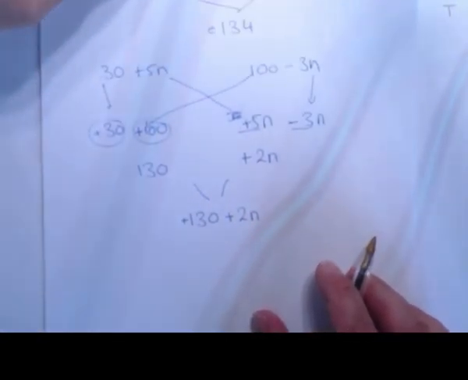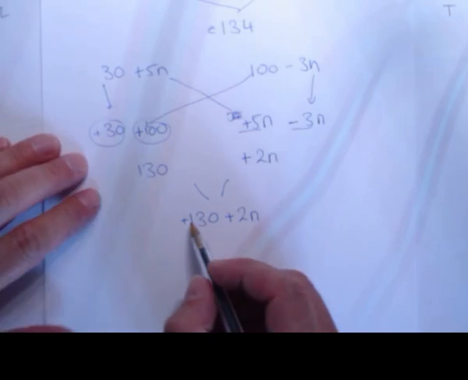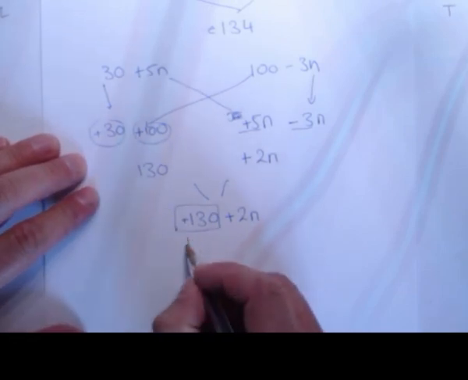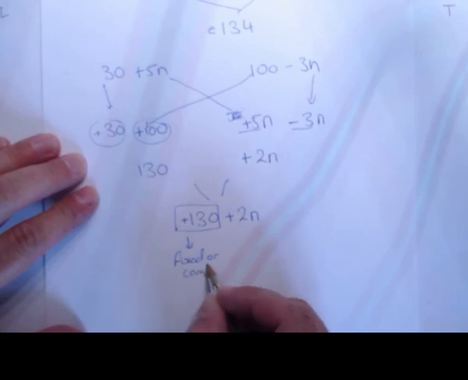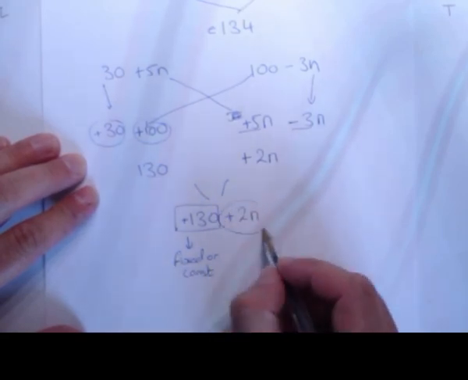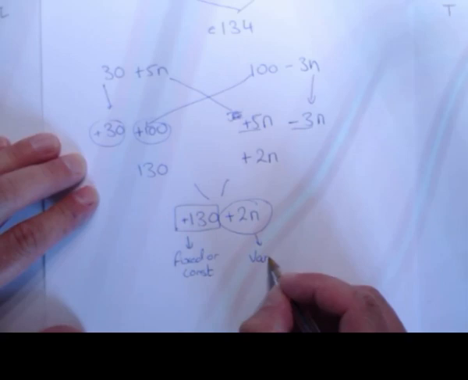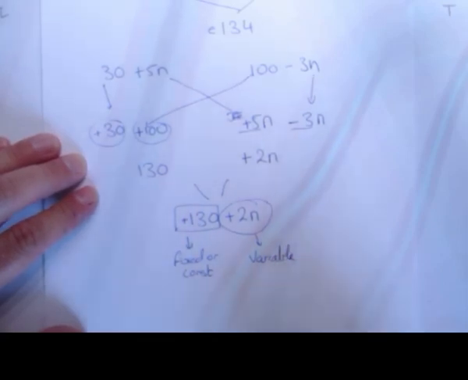€2 every day. So you can see we're dealing with two parts here. We're dealing with a fixed or a constant part and a variable part, the part that changes all the time.